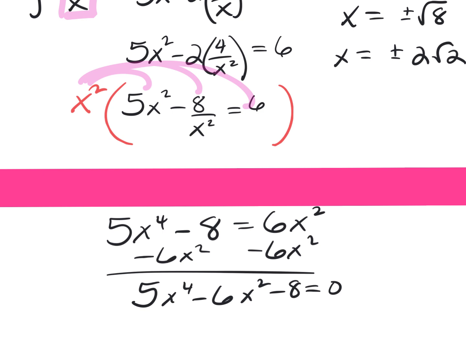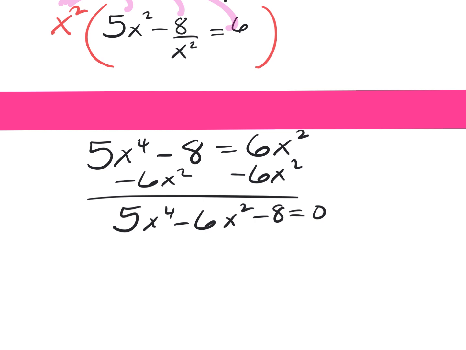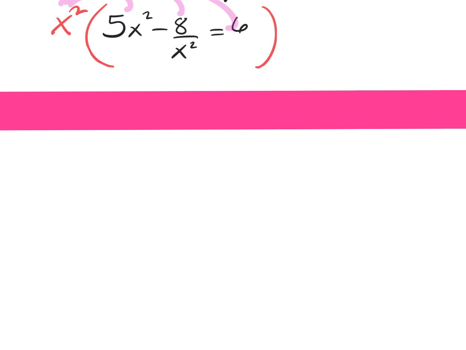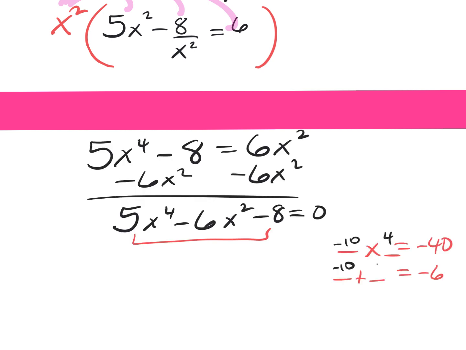I now need to factor this trinomial. And again, if it couldn't be factored, I would do quadratic formula. In this case, it's an x to the 4th, so I couldn't do quadratic formula. I have to factor it. So what I'm going to do here is multiply the beginning times the end. So I'm looking for 2 numbers that'll multiply to give me negative 40, but who will add to give me negative 6. Those 2 factors are going to be negative 10 and positive 4.